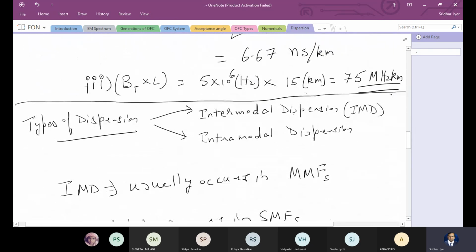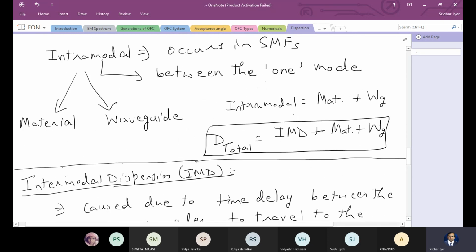Then I introduced you to the types of fibers that we have, types of dispersions that we have. So we have the intermodal dispersion and the intramodal dispersion, and then I told you that the intermodal dispersion occurs only in the multimode fiber, whereas the intramodal dispersion is going to occur in the single mode fiber. And in the intramodal dispersion, you have two types, which is the material dispersion and the waveguide dispersion. These both are going to depend on the material of the fiber, how the fiber is made. They are going to be dependent on that.